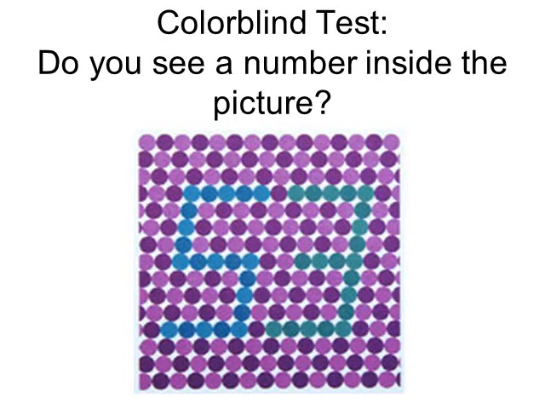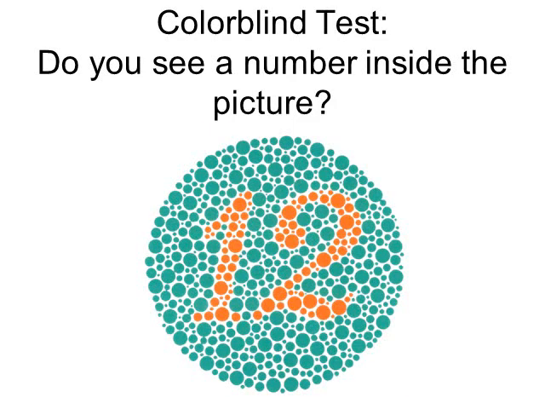Here's a little quick thing that you can do. There's all kinds of examples of colorblind tests, and so here's a colorblind test. There's a number inside of the picture. Can you see the number 53 in the picture? How about this one, there's a number inside of that picture? Can you see the number 12?